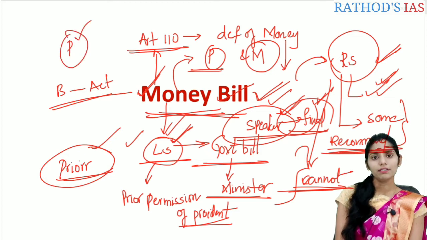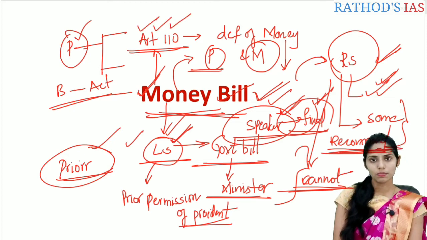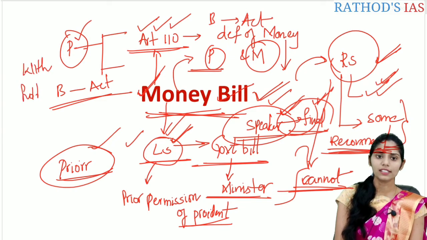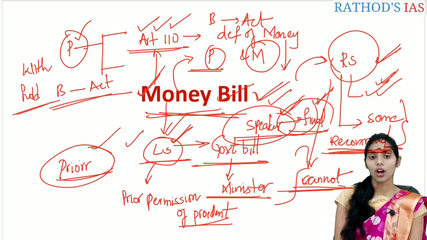Whenever the bill comes to the president, he has only two choices. The first one is he can give the assent to the bill, and that bill will become an act. The second choice is he can withhold the assent, but he cannot reject this bill, because this bill was introduced in the house with the prior permission already taken.